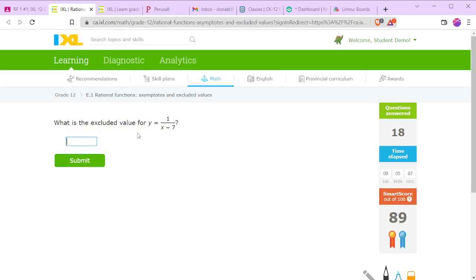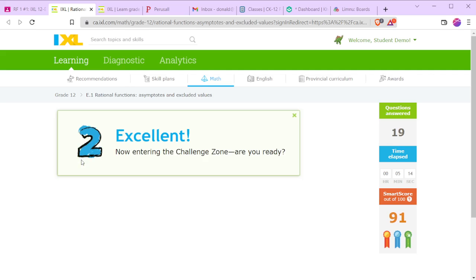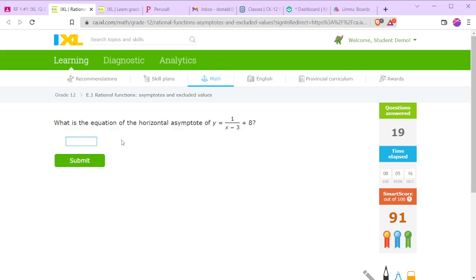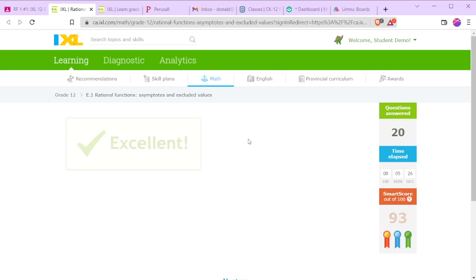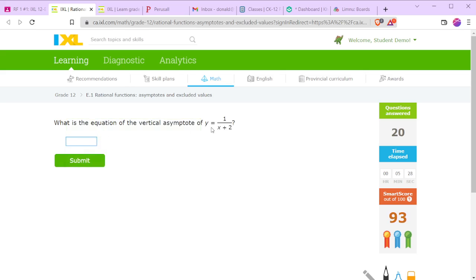The excluded value for here is 7. X is not allowed to be 7. That's what makes our denominator equal 0. The horizontal asymptote, x goes to infinity, this fraction becomes 0, and we effectively have y equals 8. This vertical asymptote is where x equals -2. The excluded value here is where our denominator would be 0. That's at x equals 5 over 9.